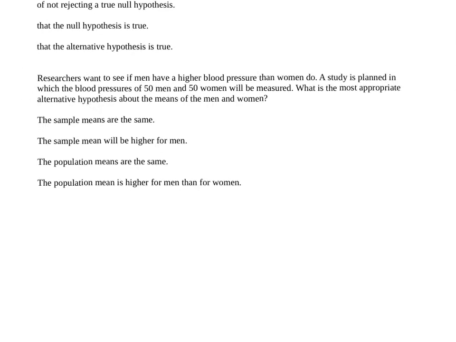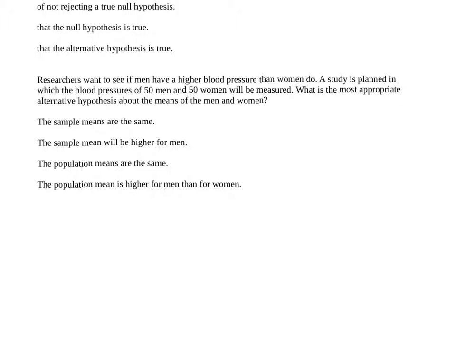All right, moving on. Researchers want to see if men have a higher blood pressure than women do. A study is planned in which blood pressures of 50 men and 50 women will be measured. What is the most appropriate alternative hypothesis about the means of men and women? Now, this is very similar to before. Remember, the null hypothesis is that they're the same, and we're not talking about samples, right? We're talking about populations. The null hypothesis is the population means are the same. Therefore, the alternative hypothesis is not that. It's the other one. In that case, that's this one.